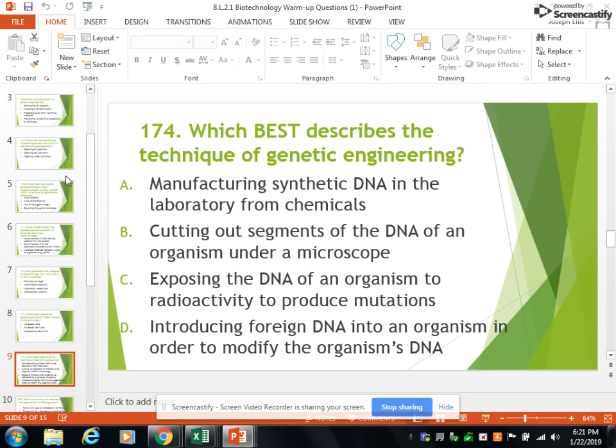174, which best describes the technique of genetic engineering. Okay, this is one when we talked about putting DNA from one into another. So it looks like your answer should be, I think it should be D. Introducing foreign DNA into an organism in order to modify the organism's DNA.